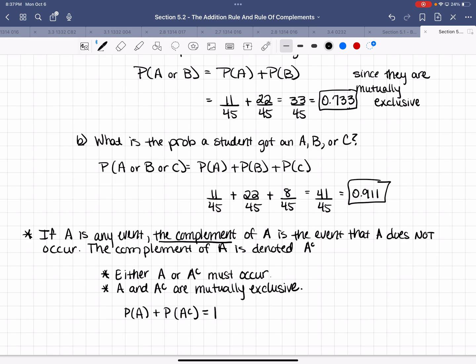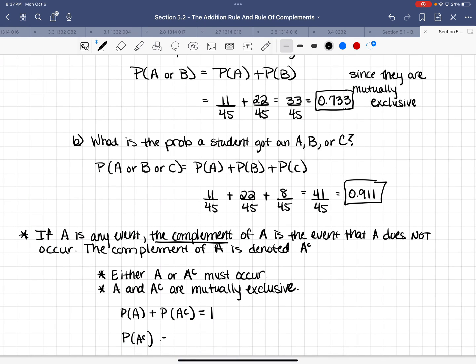Makes sense. We can rework this around and we get the probability of A complement, and this is what you will use on some of your problems. The probability of A complement actually equals 1 minus the probability of A. Okay? This last one that I just wrote is known as the rule of complements.